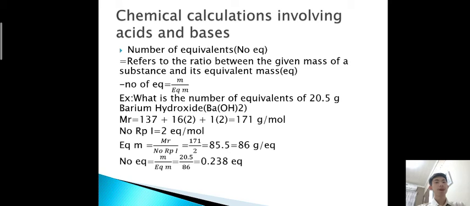Then we find the equivalent mass: molar mass divided by number of replaceable ions. It equals 171 divided by 2, which is 85.5. We round off to 86 gram per equivalent. To find the number of equivalent, we use the formula mass divided by equivalent mass. Substitute the numbers: 20.5 divided by 86 is equal to 0.238 equivalent.